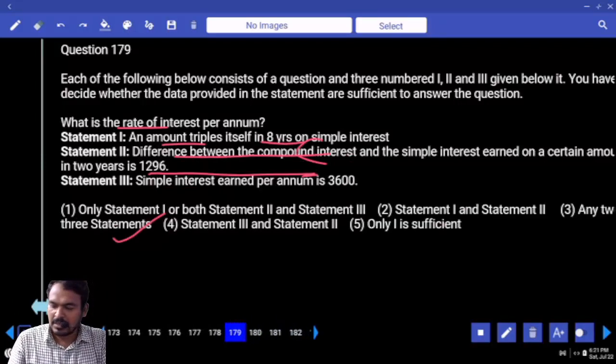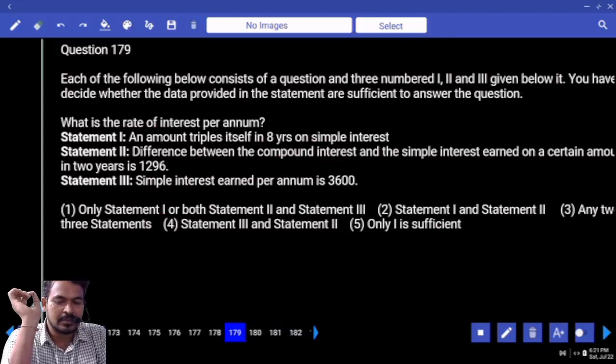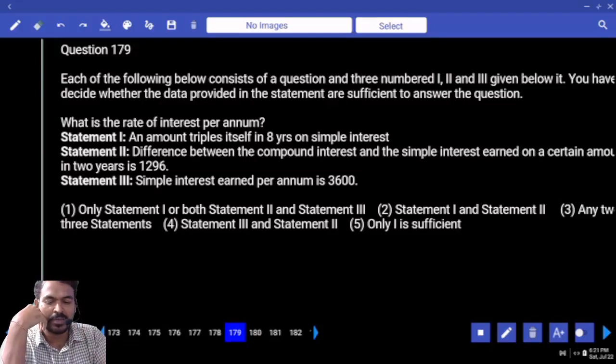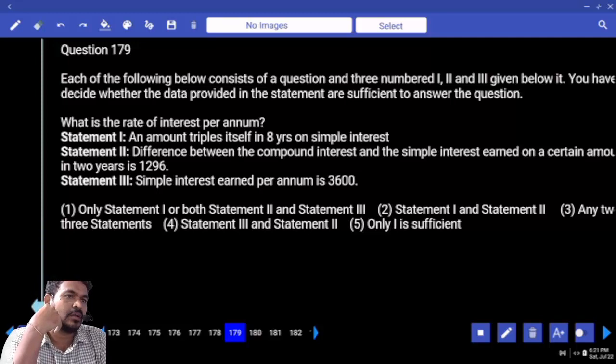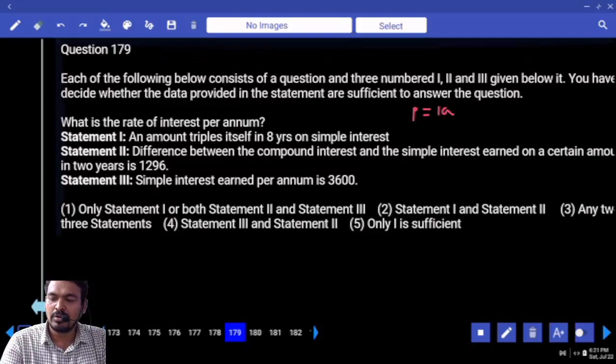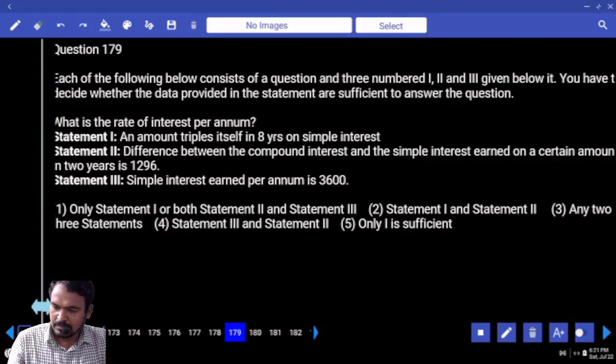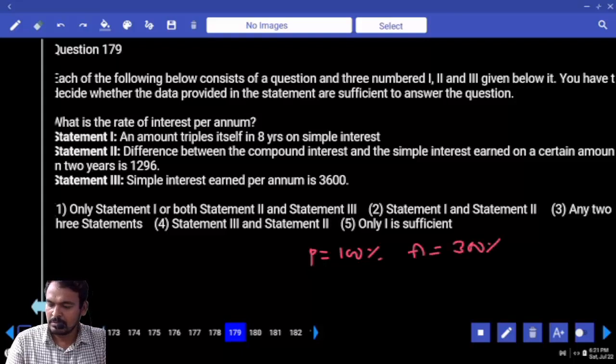Next, question 179. What is the rate of interest per annum? We require the rate of interest per annum. What is the first statement? An amount triples itself in 8 years on simple interest. Amount triples means we consider the principal as 100%, and the amount will be 300%. Principal is 100% but the amount is 300%. Interest is how much? 200%.